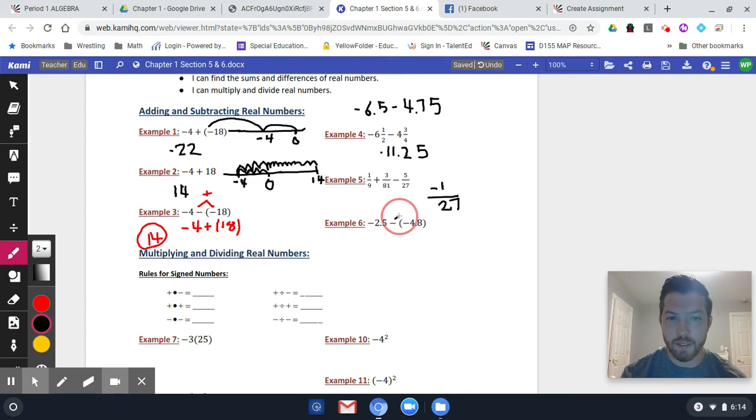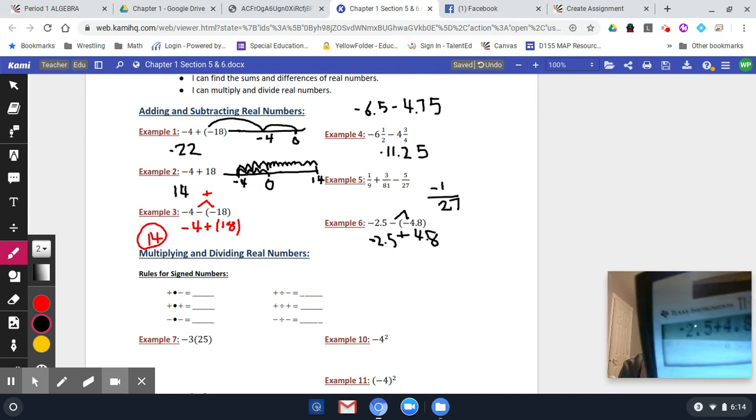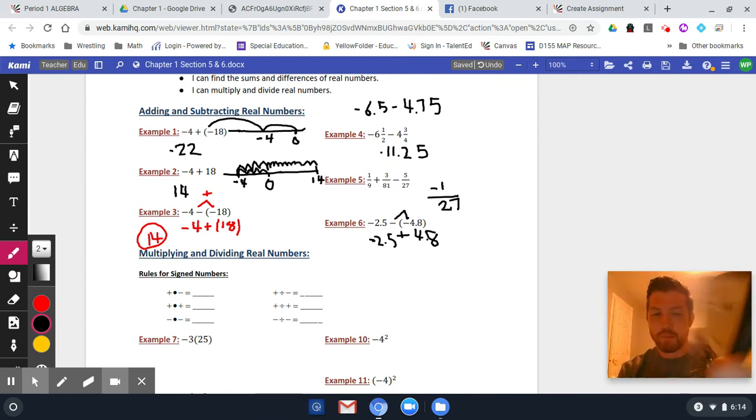Last example right here. Again, we have 2 negatives that are touching. These 2 negatives are going to create a positive, all right? And then you're going to get negative 2.5 plus 4.8. And you guys can always now take out your calculator again and do negative 2.5 plus 4.8. It should look something like that. And you hit enter, and you get 2.3 as your answer.